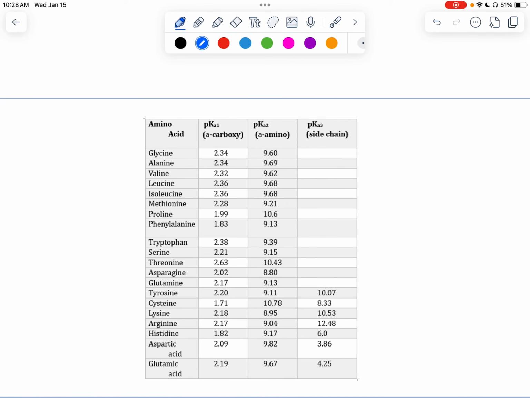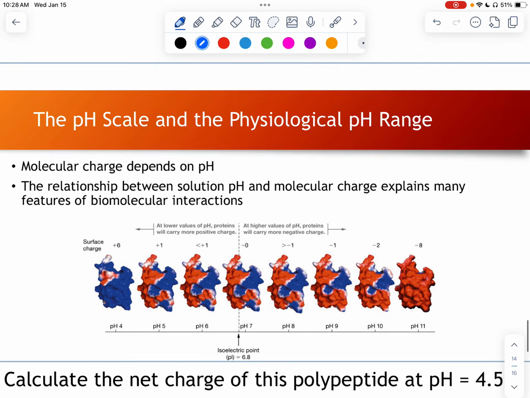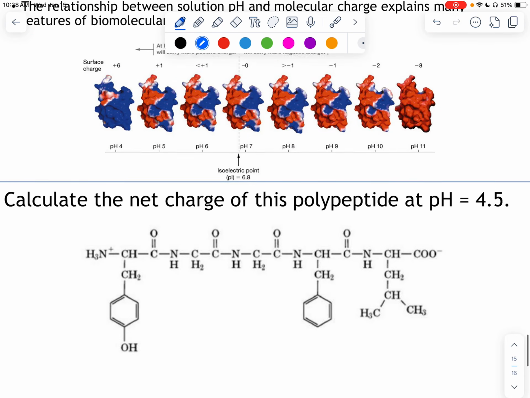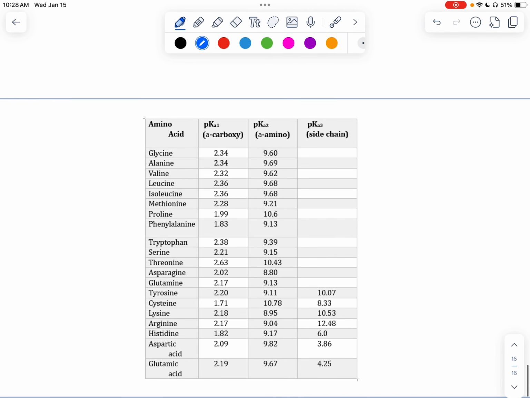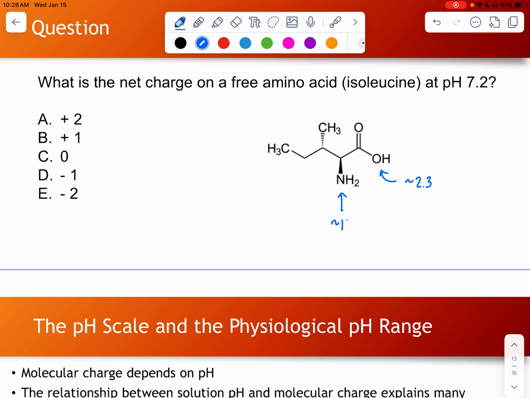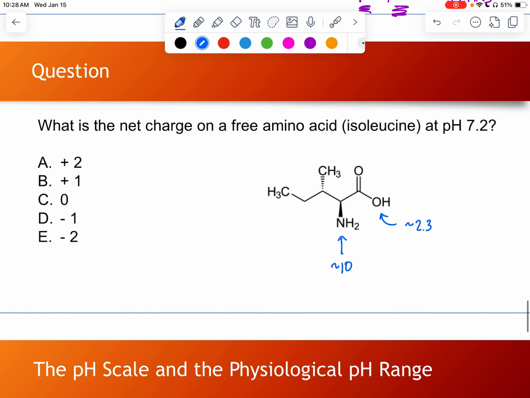2.3, 2.2. So let's just say, I'm going to guess it's around 2.3. And most of the amino terminals, if you just need an estimate, are around 9 or 10. Okay, so let's say around 10. Now, if I'd ask you to tell me the net charge at pH of 9.7, you're going to want to go look up the specific numbers, but this is really far from both of those. Okay, so we can make a guess. So around 2, around 10.